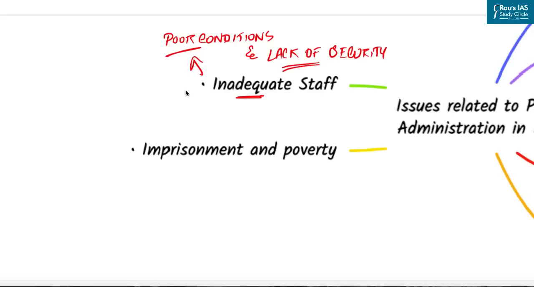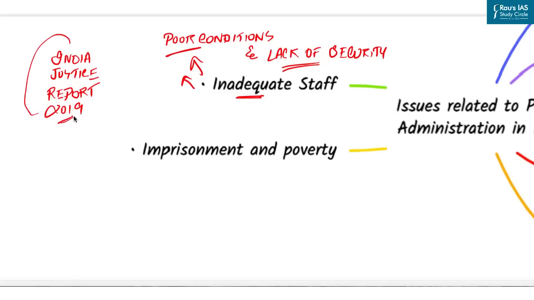Now, according to the findings of the India Justice Report 2019, an initiative of Tata Trust, Indian prisons are understaffed by at least 33%, with the highest vacancies found at the officer and correctional staff levels. So, what is the impact of this? This has increased the workload of the staff and is having an impact on the correctional aspect of imprisonment, leading to poor conditions and lack of security.